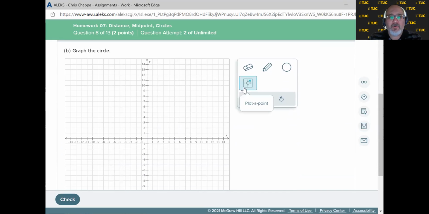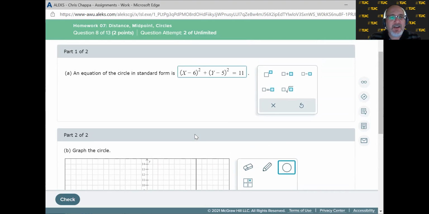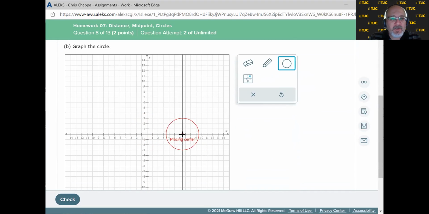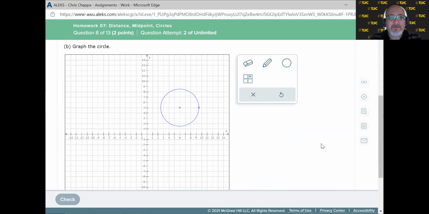But to draw the circle, oh, look at that, plot a point. Well, I wonder if I can use that. The center was 6, 5. Yep. So over 6, up 5, right about there. But the square root of 11 is a little bit more than 3. The square root of 11 is about 3.3. I can't go 3.3 to the right. 2, 3. I can go 3.5. I wonder if it'll like that.